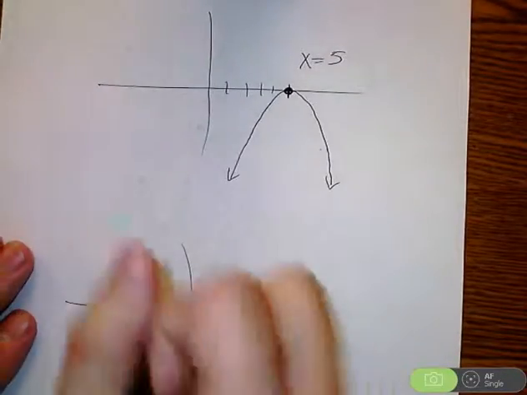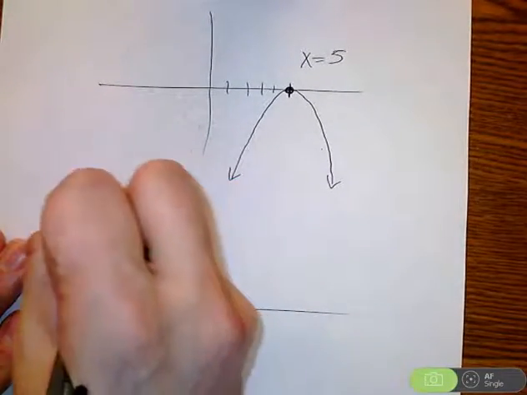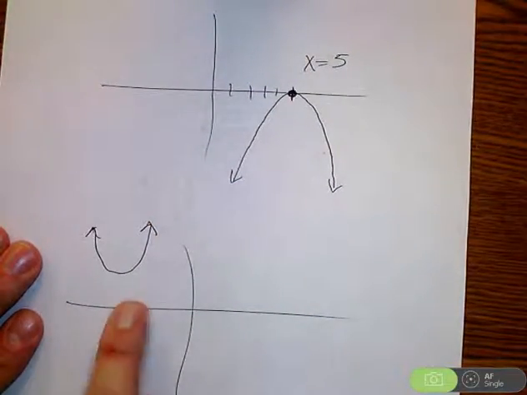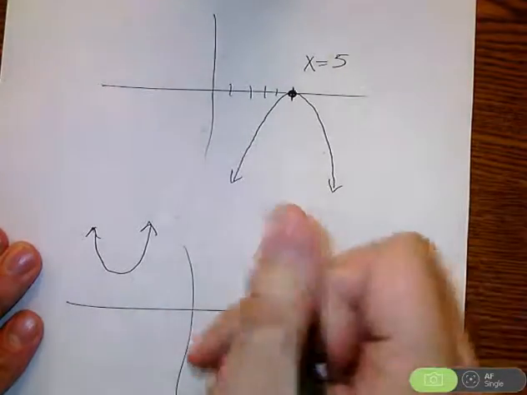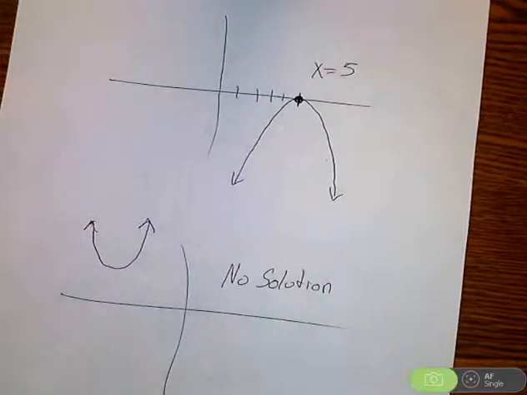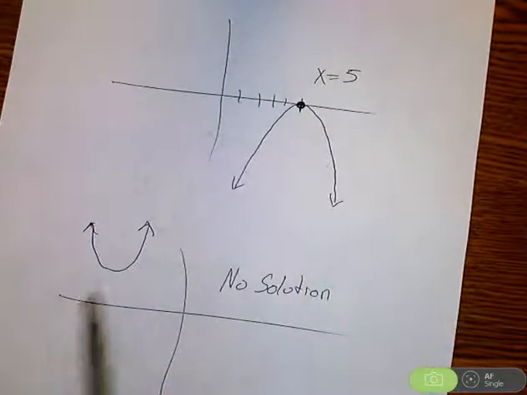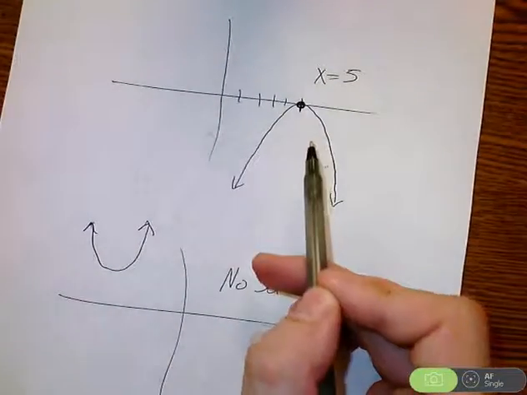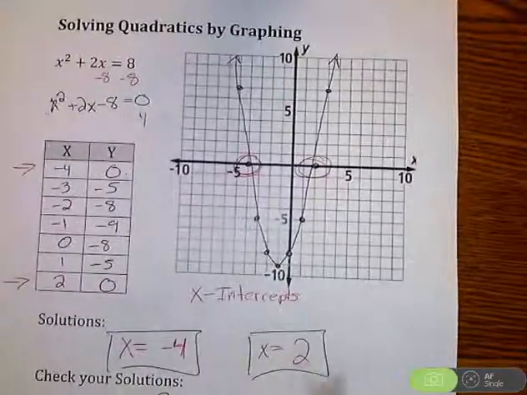You could also have another case where you graph your parabola and it's never, ever going to intercept the x-axis. And when that happens, it is no solution. So these other situations, when you look at the graph, can happen too. So you have one solution, no solution, or in our example up here, two different solutions.